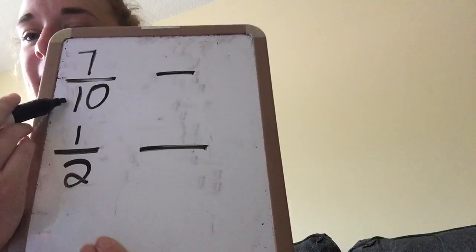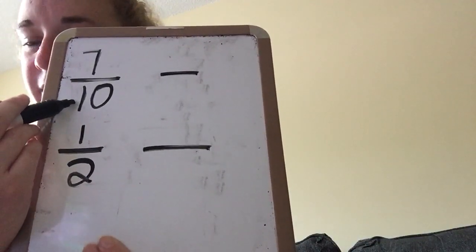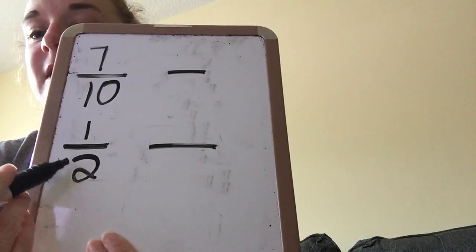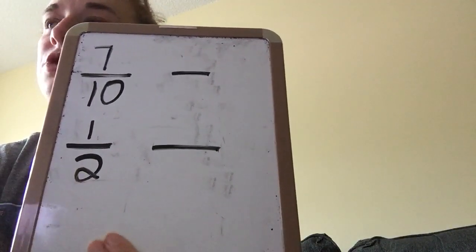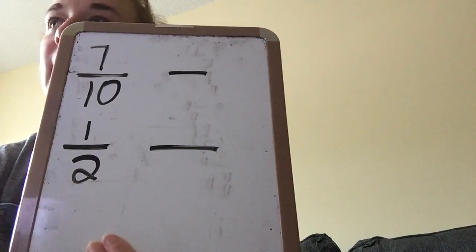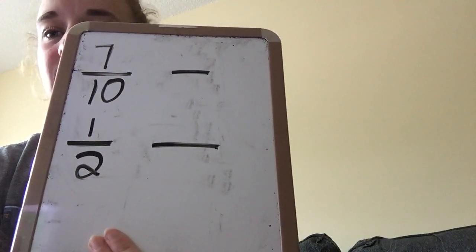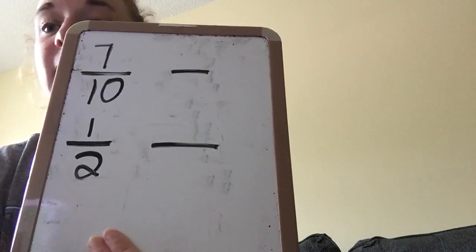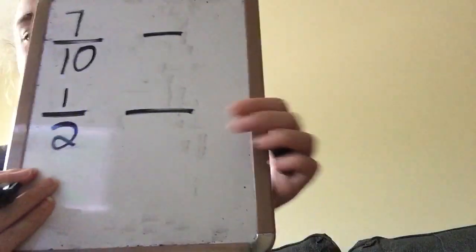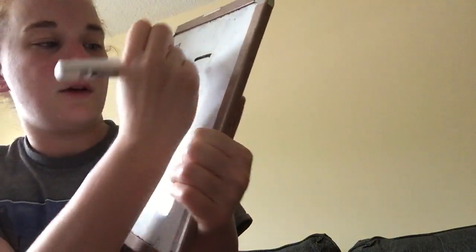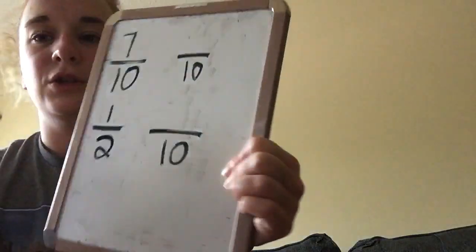So we're looking at 10, and 10 is obviously a multiple of 10 because 10 times 1 is 10. Now I'm going to see if 10 is a multiple of 2. Can 2 times something get me to 10? So 2 times 1 is 2, 2 times 2 is 4, 2 times 3 is 6, 2 times 4 is 8, 2 times 5 is 10. So your new denominator is going to be 10 because that's the least common multiple between the two.